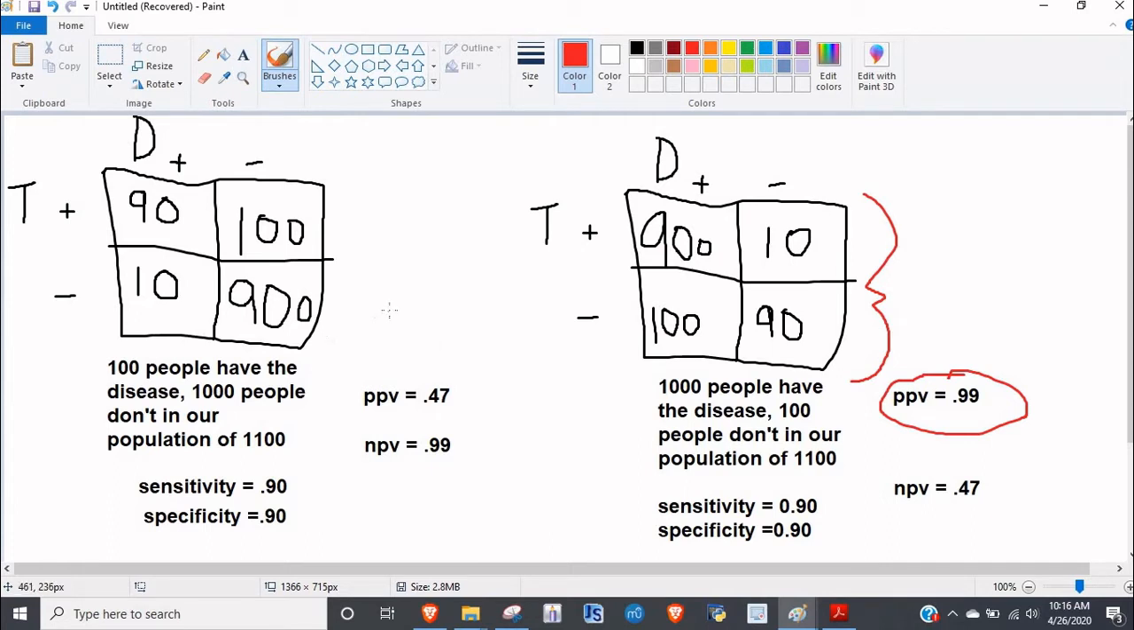Conversely, if you're in a place where no one really has something and you test positive for it, it doesn't really mean that you have it, even if the sensitivity and specificity is really good. However, if you test negative for it, odds are you don't have it.